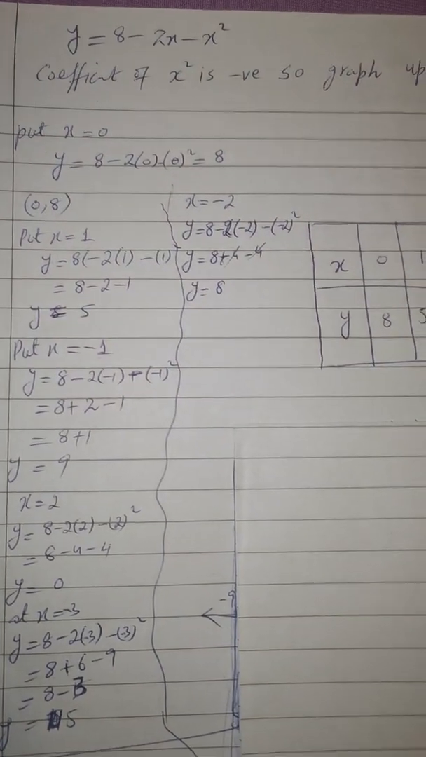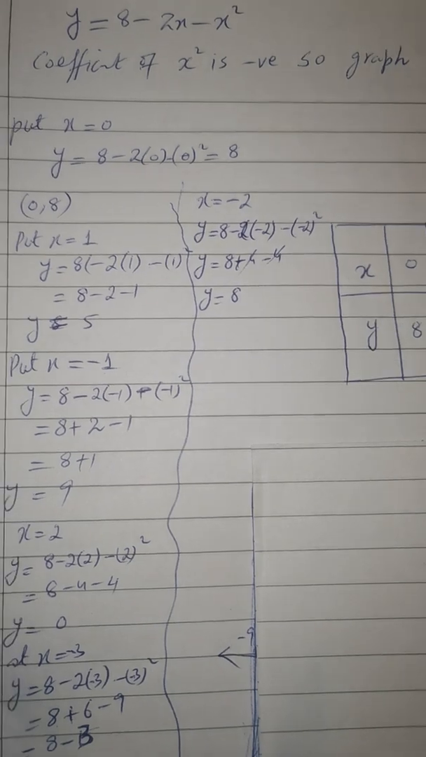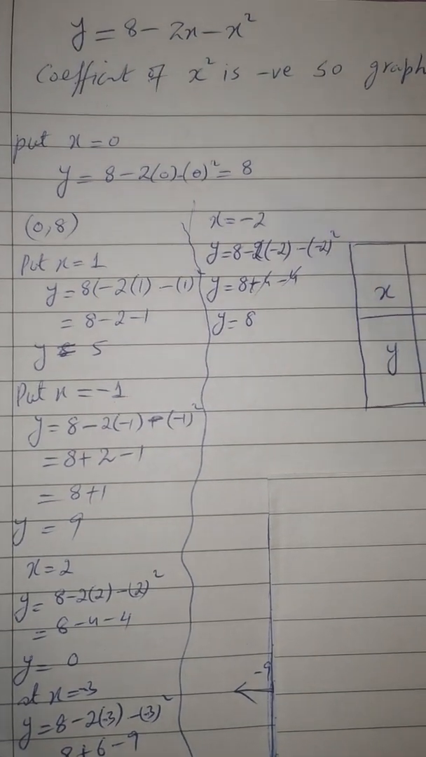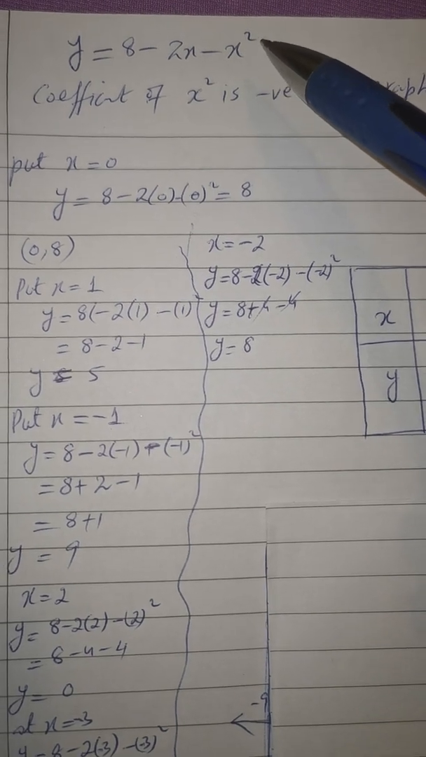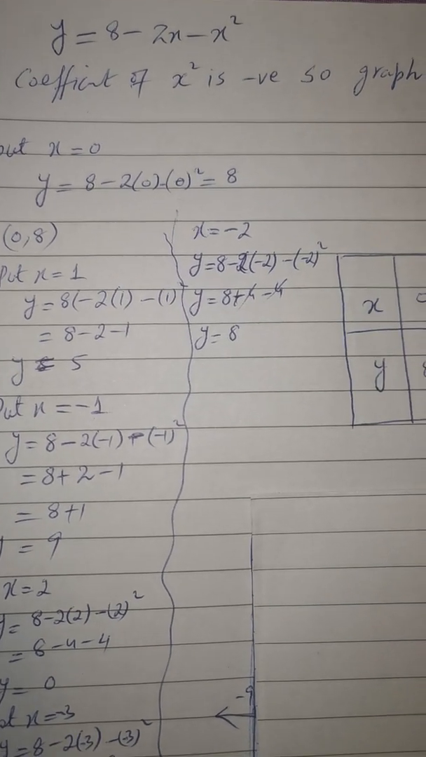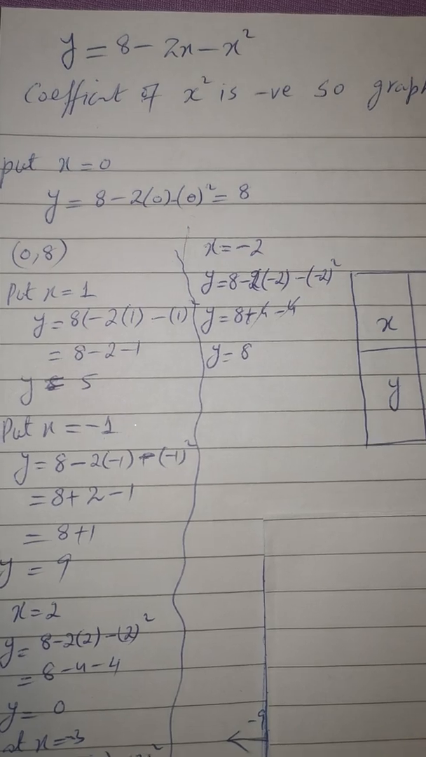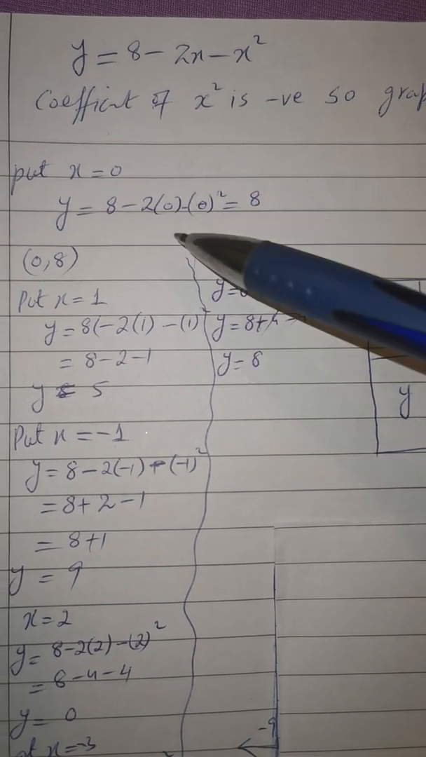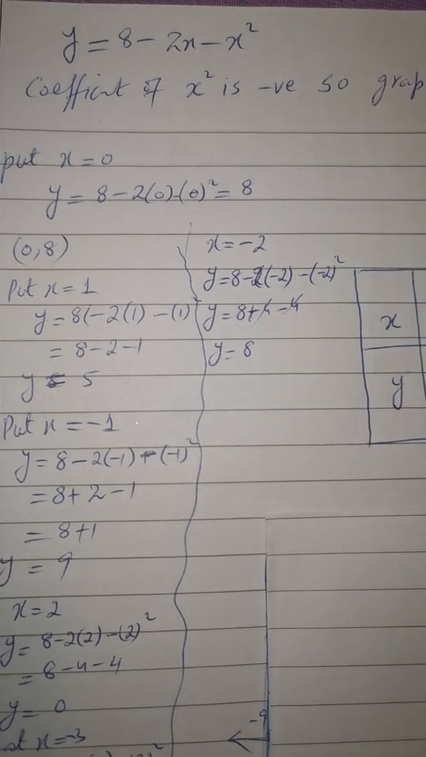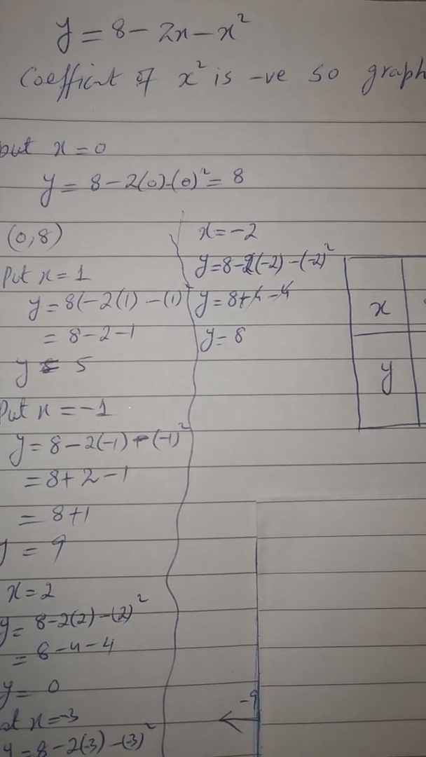In the previous video we learned about the quadratic equation in which the coefficient of x square was positive. I said that in the next video we will learn about a quadratic equation in which the coefficient of x square is negative, and then we will see what the shape of the graph will be.